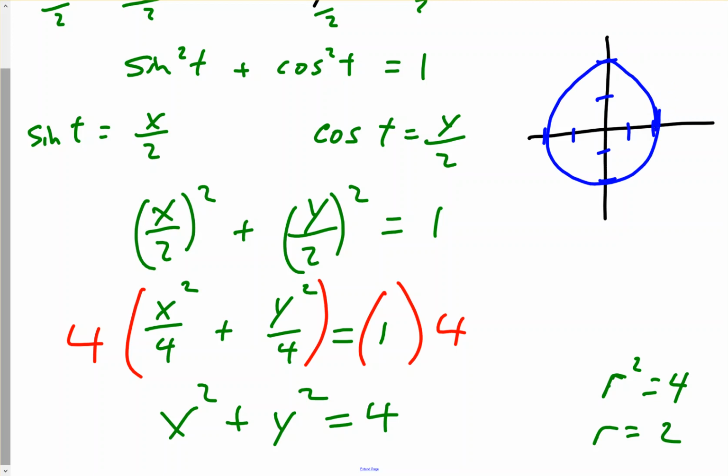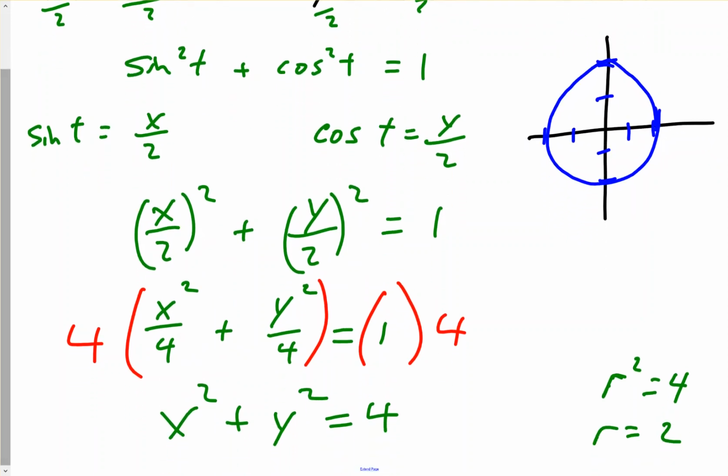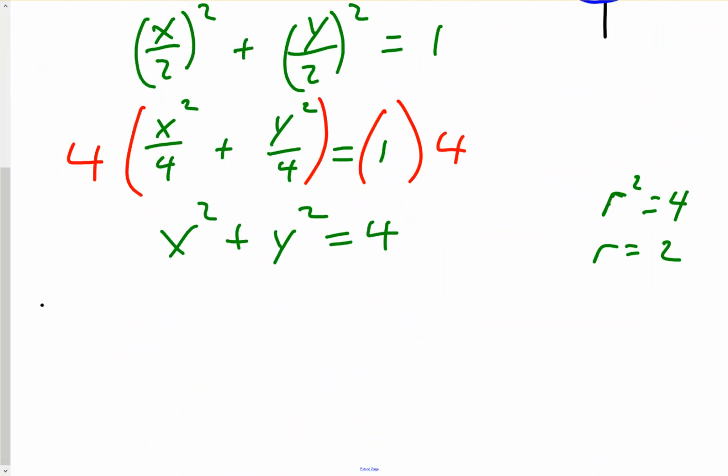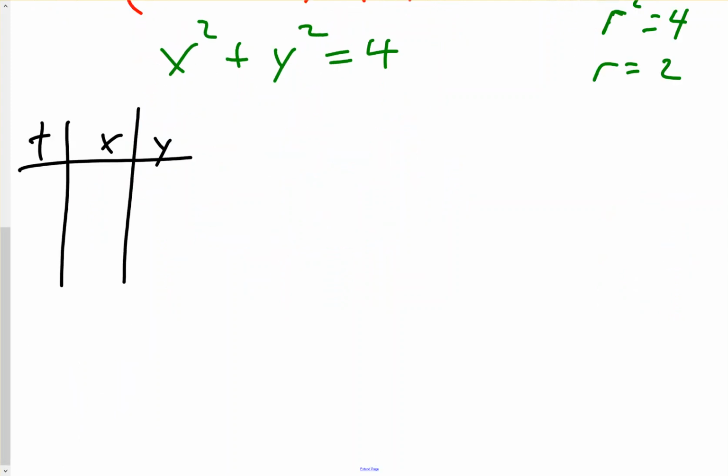Something like that. Not perfect, but something like that. Okay, so to figure out the movement of the particle, let's make a table: t, x, y. I'll do my classic from 0 to 2 pi. I'll have 0, pi over 2, pi, 3 pi over 2, and 2 pi.